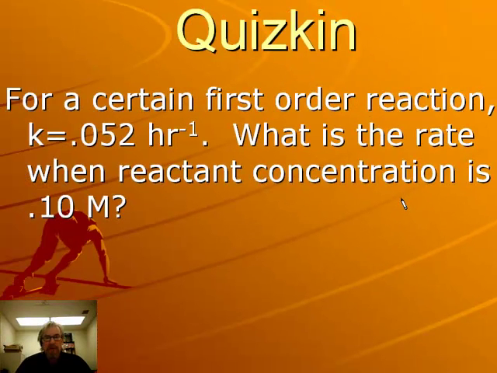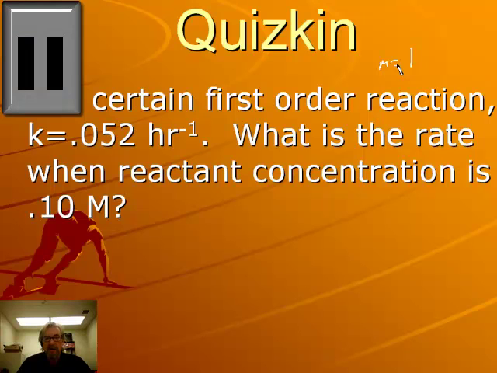Here's another Quizkin. It says for a certain first order reaction, so we know that n equals 1 for this reaction, K is 0.052 per hour. What's the rate when reactant concentration is 0.10 molar? Stop the video, think about rate law, and see if you can come up with an answer.